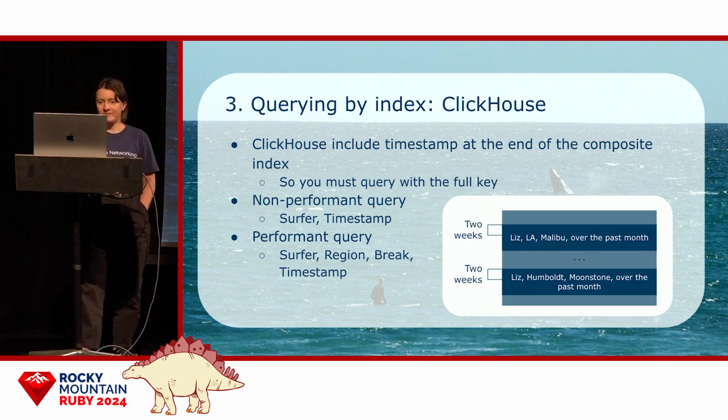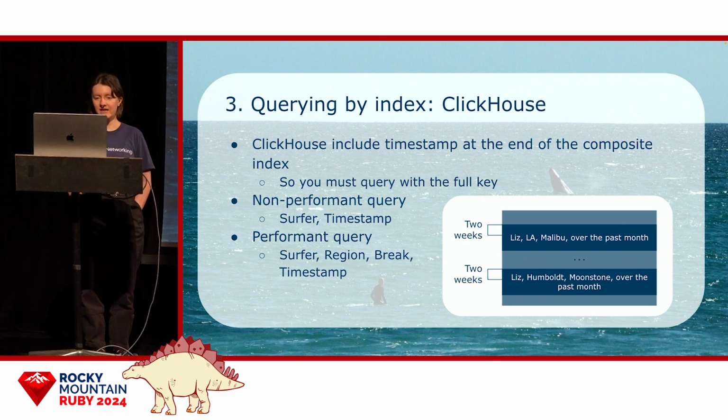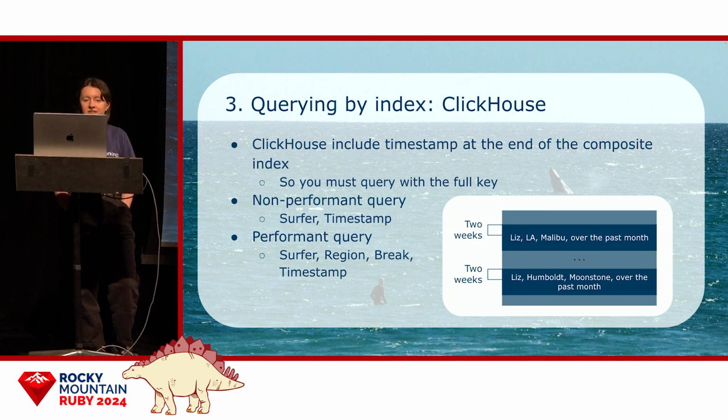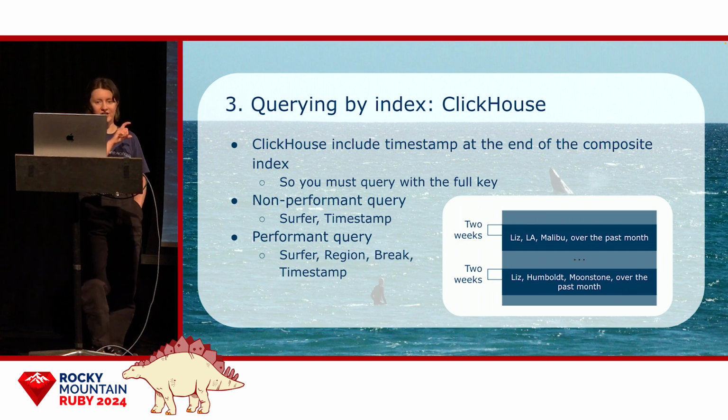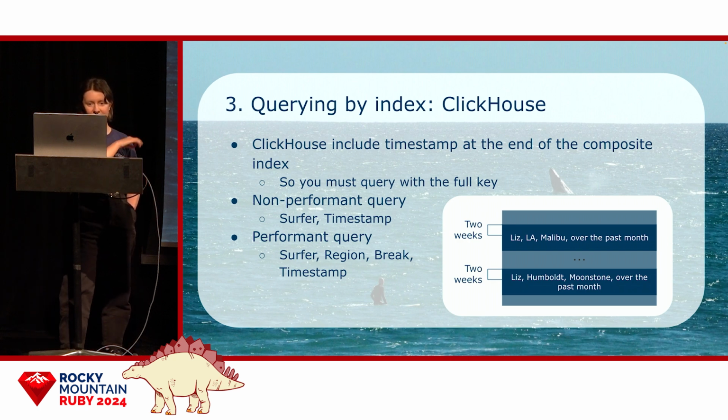ClickHouse is a little bit different. The data in ClickHouse is not arranged across 2 dimensions. Instead, the timestamp is basically the final component of the composite key. Because of this, it doesn't make much sense to include just the surfer and timestamp in the query, because you're skipping the middle section of the primary key, as you can see in the diagram. Consider the example I've shown.